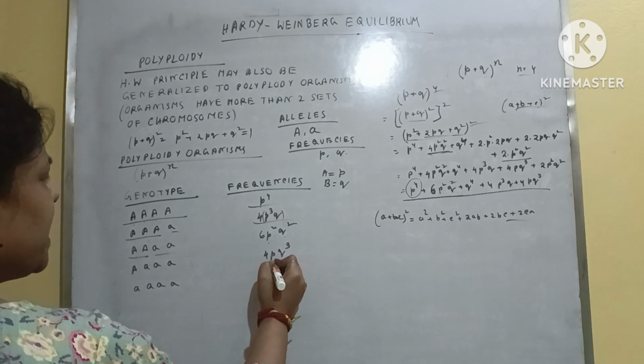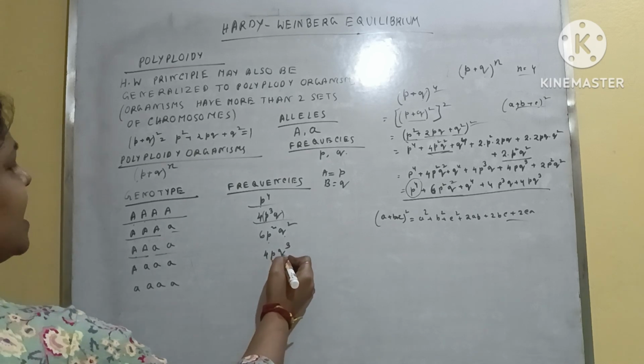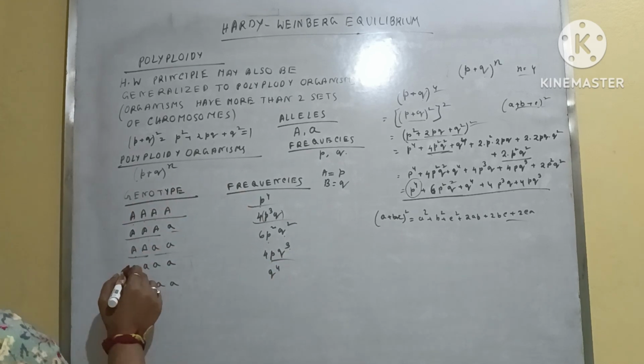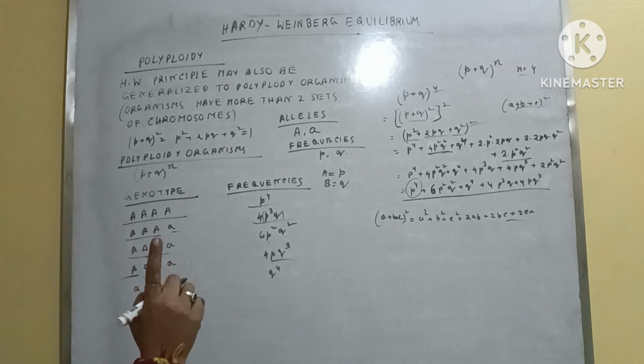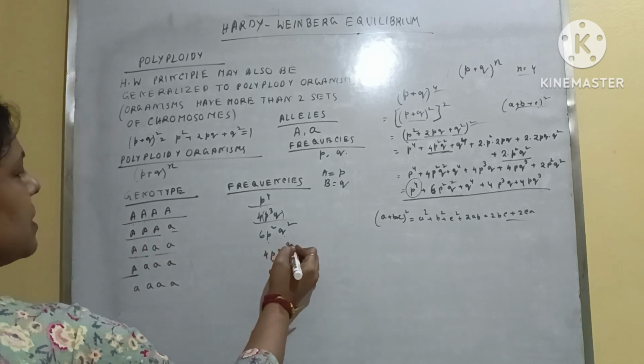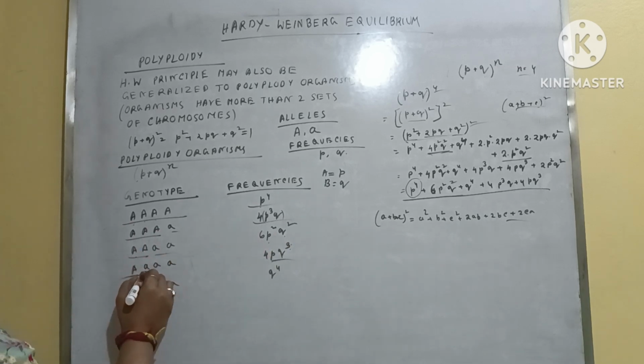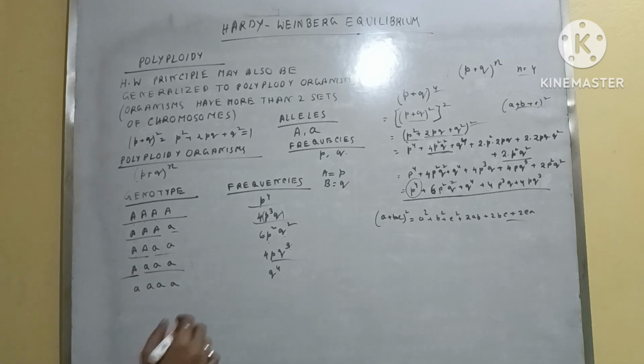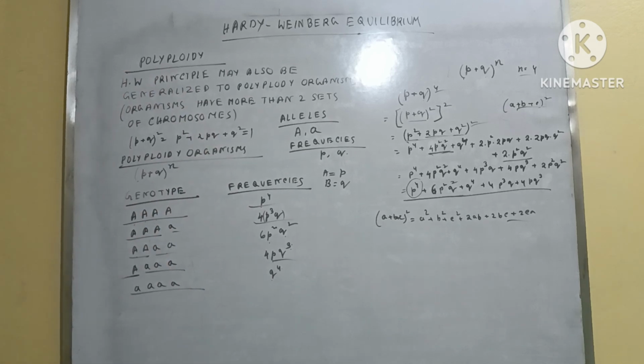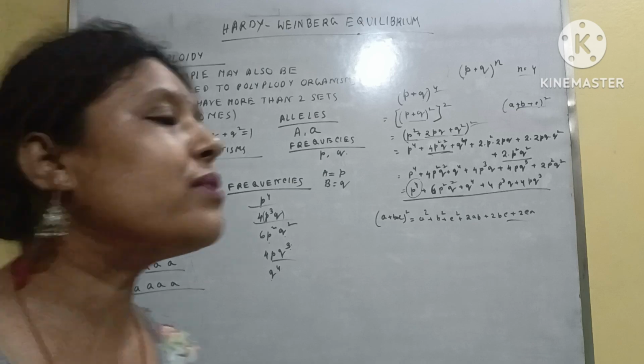In the next one, p and q cube: p is 1, that means 1 capital A, and q power is 3, that means triple small a. And the last one is q4, that means 4 times small a. So in that way you can calculate the polyploidy frequencies.